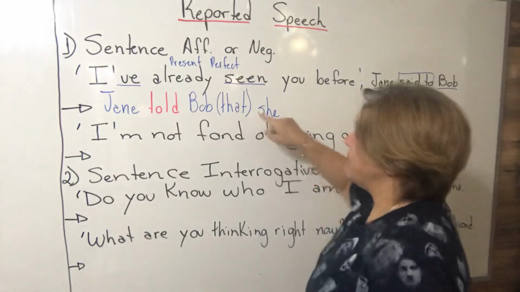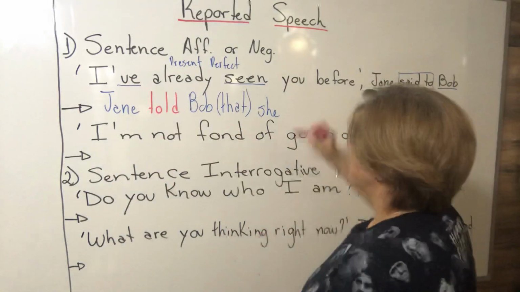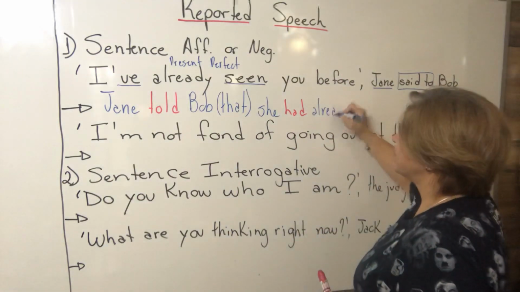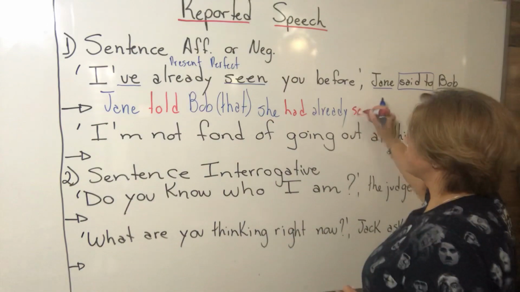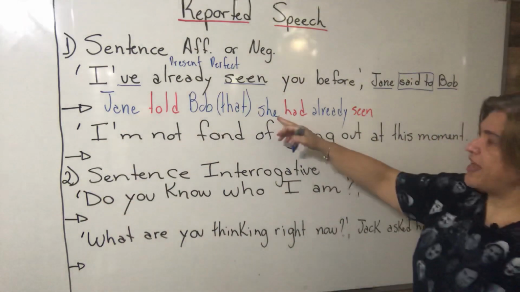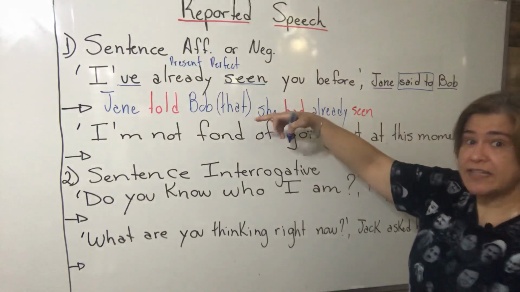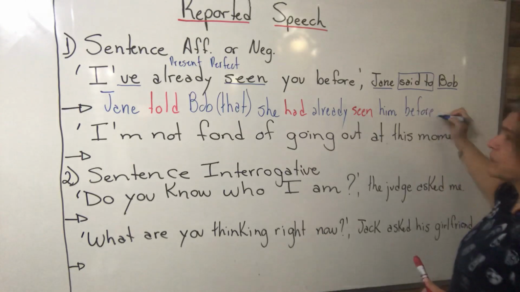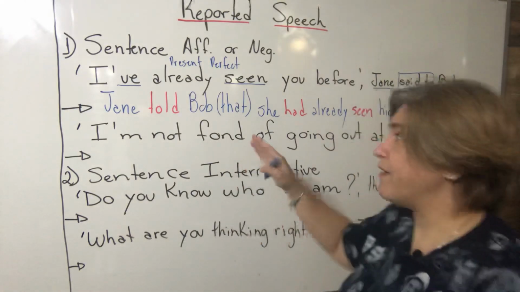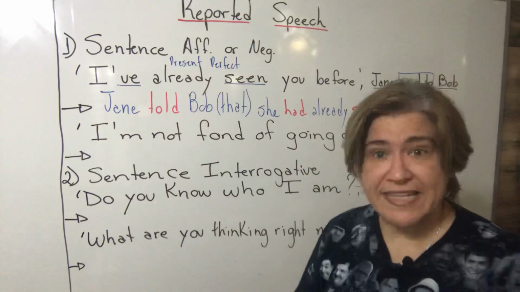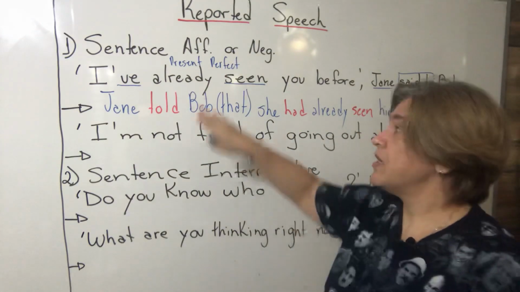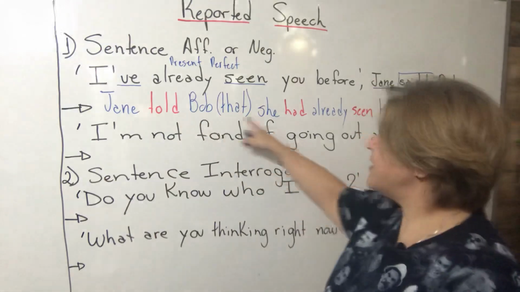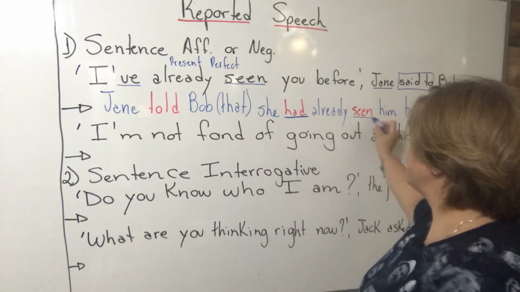So, Jane told Bob that she had already seen who? Bob, right? Or him before. So, coming again, we have present perfect. We are reporting a sentence. When we report, we need to use the original verbs in past tenses. The past of present perfect is past perfect.